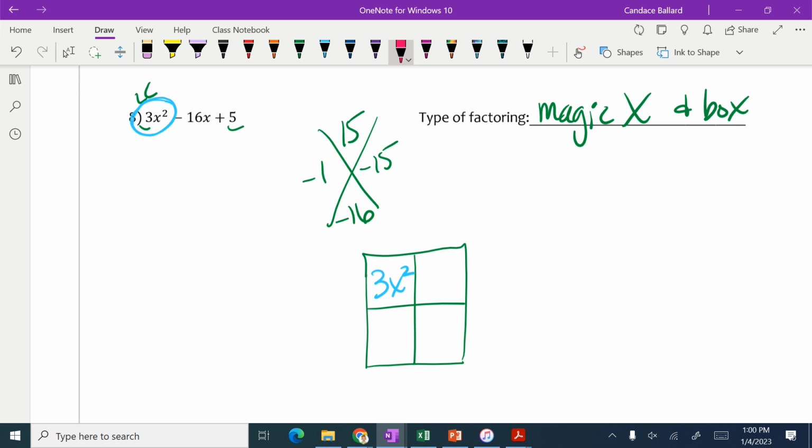3x squared. Bottom right's going to get 5. You might have written this down differently than me, and that's okay.